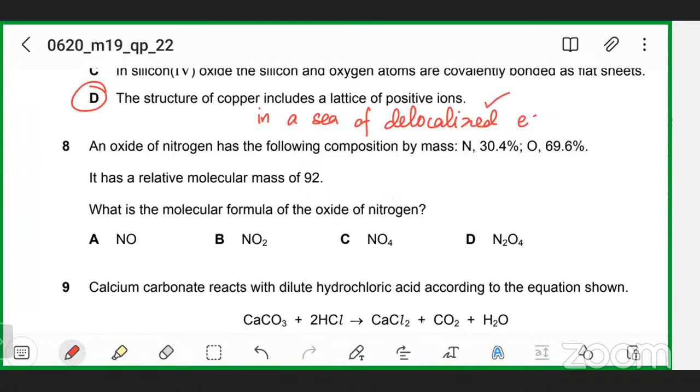It is saying that first figure out what the empirical formula is. How do you figure out the empirical formula? पहला काम क्या करते हैं? Divide the percentage by the Ar, divide by the Mr method. ठीक है, तो मुझे values बताओ. What is the value that you're getting? For the nitrogen, it's 2.17. So 2.17. What's the other one? Oxygen is 4.35.